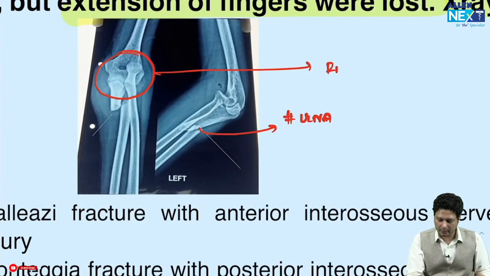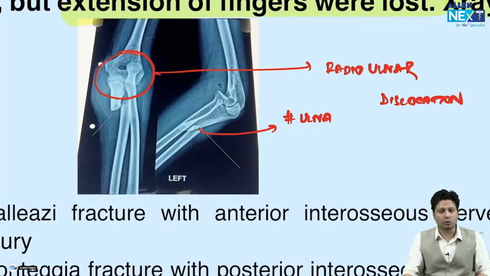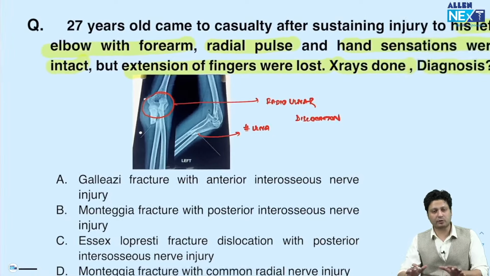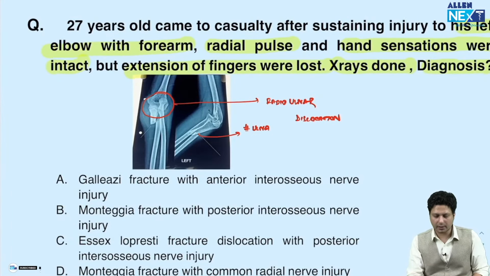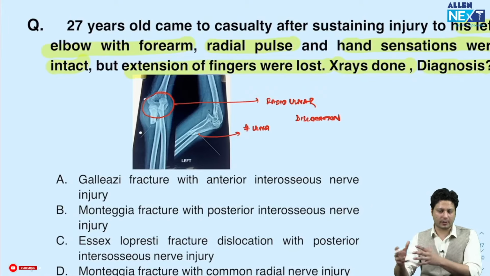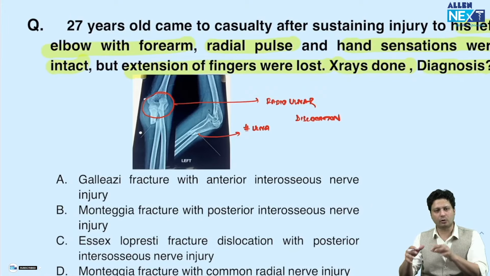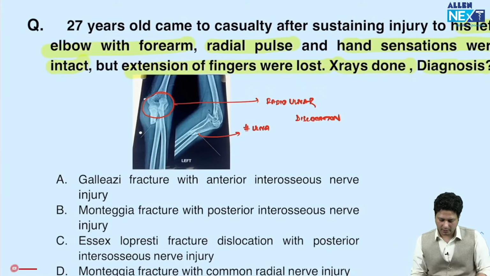So there is a radio-ulnar dislocation. When you combine both these facts, that means if there is a fracture in the proximal part of the ulna with proximal radio-ulnar subluxation or dislocation, it is actually the Monteggia fracture dislocation that you are talking about. So the first thing you came to know is that it is Monteggia fracture dislocation. So the answer for this question could be either B or D.